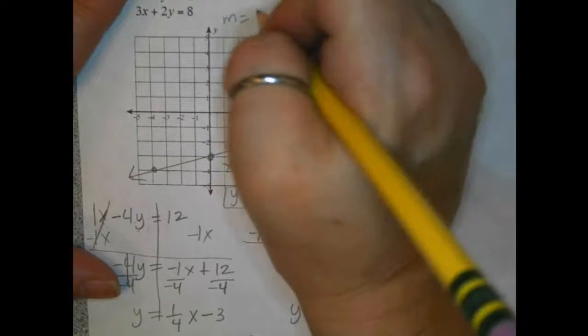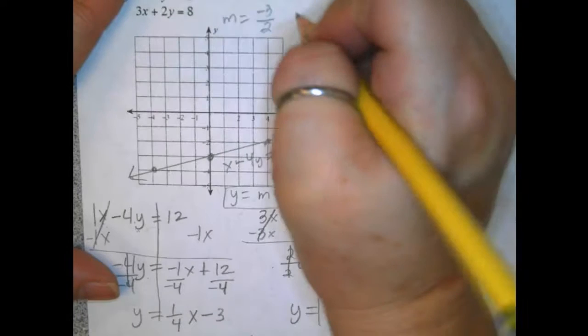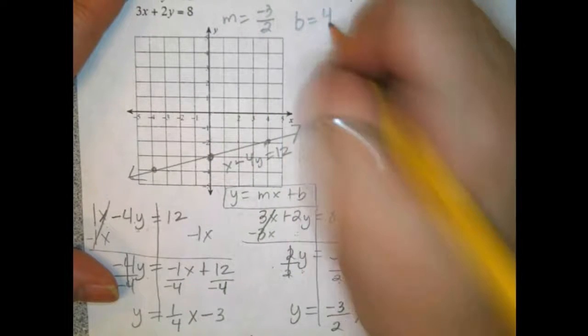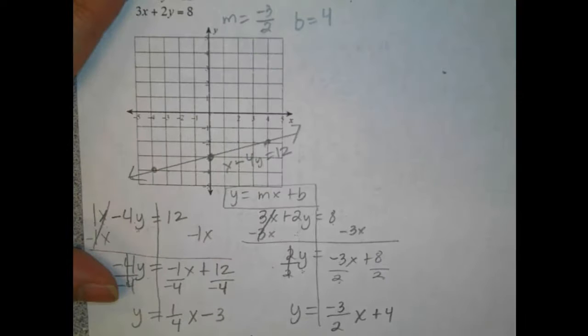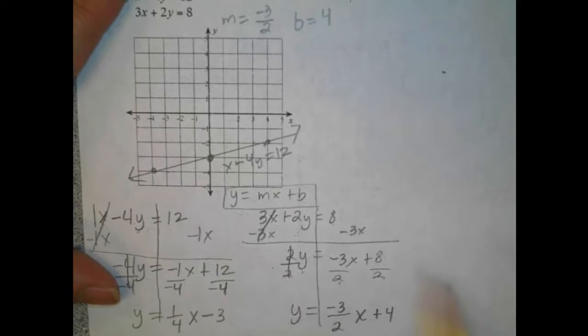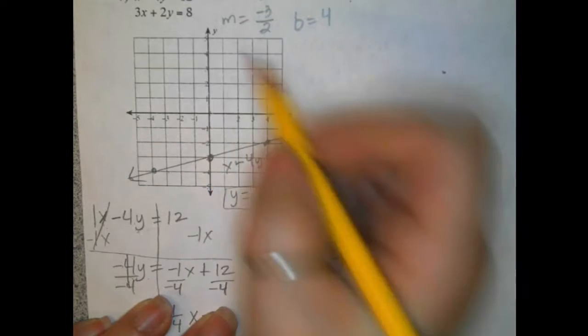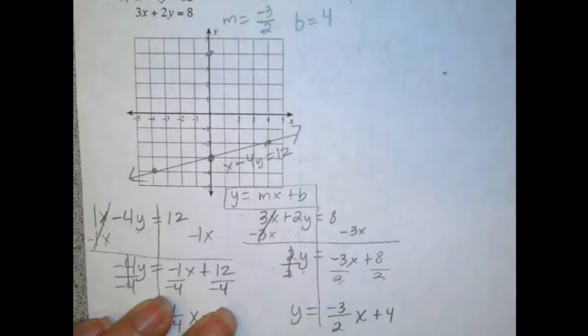So for my second equation, what is my m going to equal? Yes, thank you. Negative 3 over 2. And what does my b equal? B equals 4. So now I can graph it, right? Let's find that 4. Positive 4, so for my point of origin, I'm going to go up 4 places to that spot there.